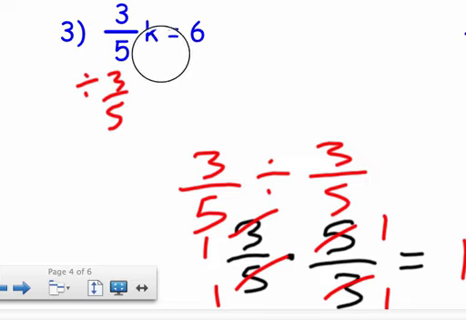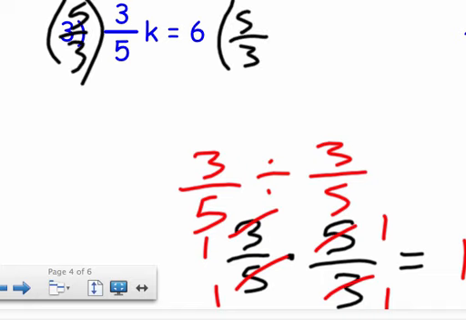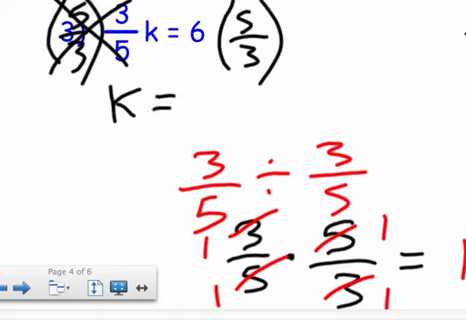So instead of dividing by 3/5, to make it easier, we're going to multiply by the reciprocal. So we're going to multiply by 5 over 3. Whatever I do to one side, I do to the other side. Well, these cancel, so I'm left with k equals, well, 6 times 5/3.